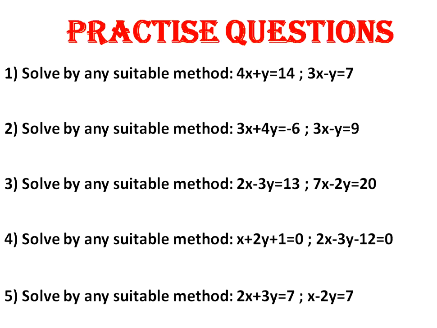Solve by any suitable method: 2x plus 3y is equal to 7, x minus 2y is equal to 7. So here in the first equation the coefficient of x is 2, in the second equation the coefficient of x is 1. So multiply the first equation by 1 because the coefficient of x in the second equation is 1, and multiply the second equation by 2 because the coefficient of x in the first equation is 2. Then again subtract the equations, and we get the solution.